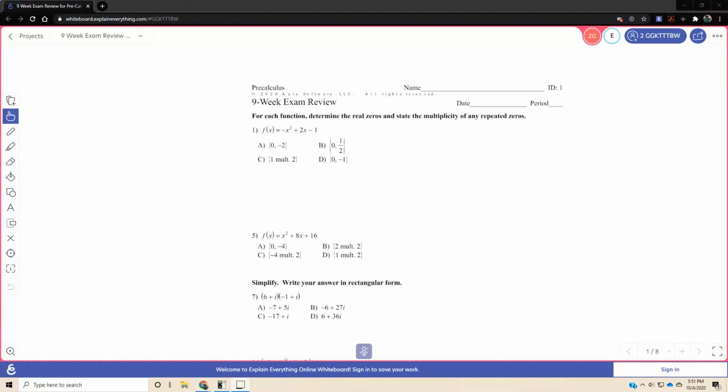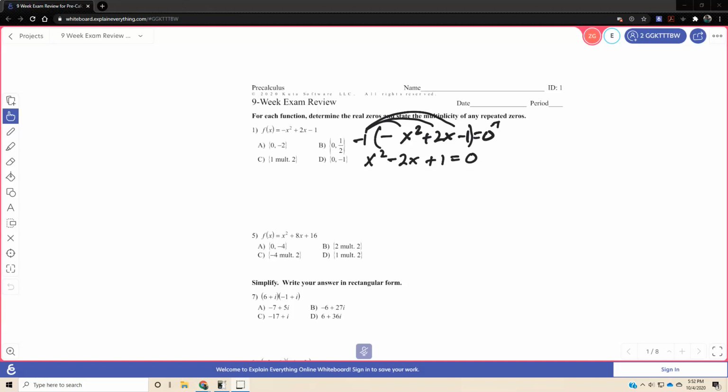So we have negative x squared plus 2x minus 1, and we're going to set it equal to 0. Since I really don't like to have a negative on the leading coefficient, I'm going to multiply both sides by -1. So -1 times negative x squared gives you x squared. -1 times 2x gives you -2x. And then -1 times -1 gives you +1 equals 0, since 0 times -1 is going to give you 0.